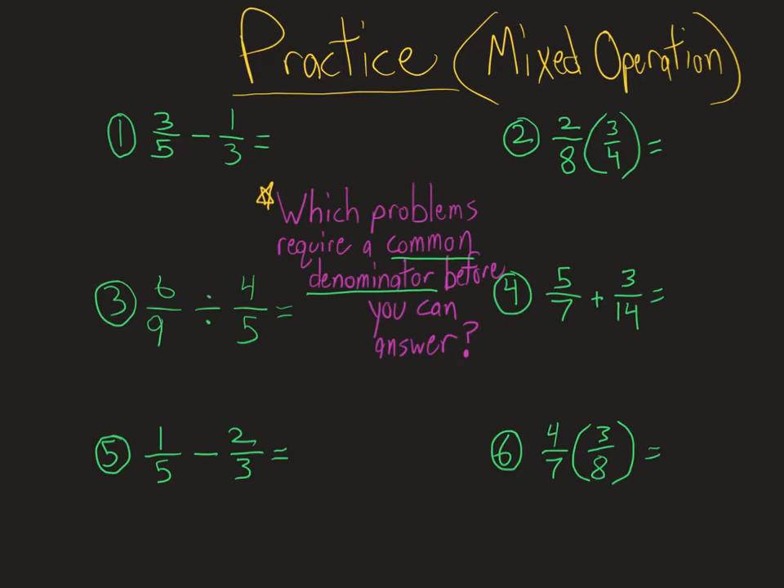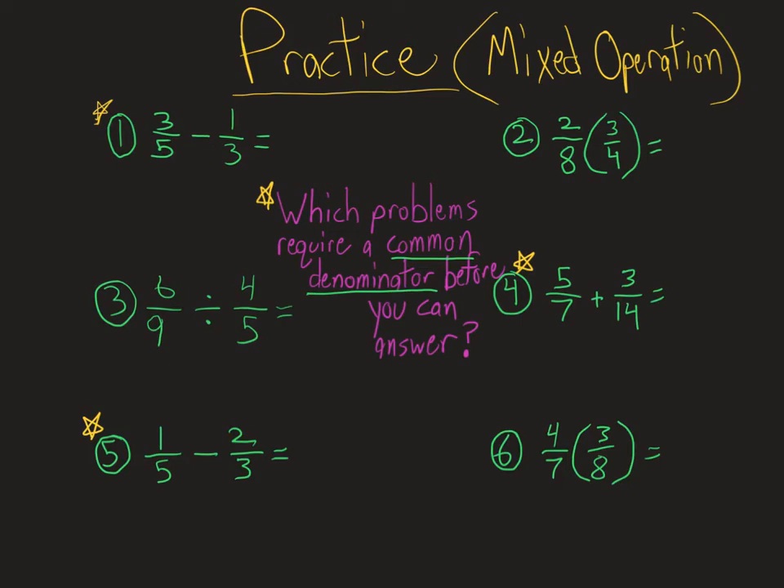Well, hopefully you said number 1 does, because it's subtraction. That means we're taking away an amount of candy bar, one from another. They have to be the same size pieces for that to work. Number 4 is an addition. We're putting together pieces. They have to be the same size or you can't combine them. Number 5, another subtraction, is going to require those.